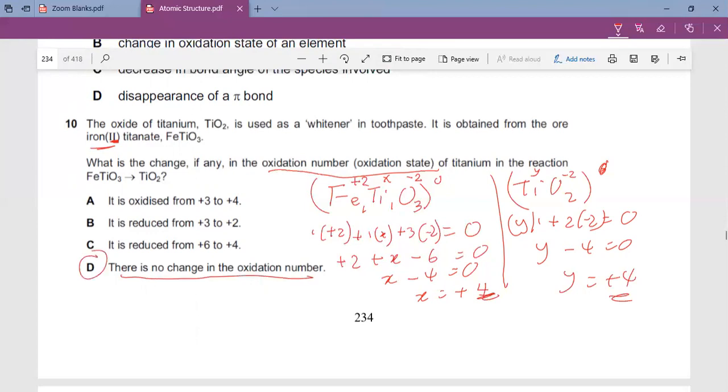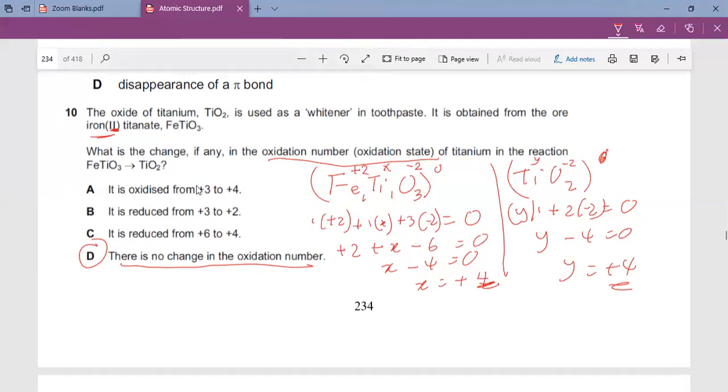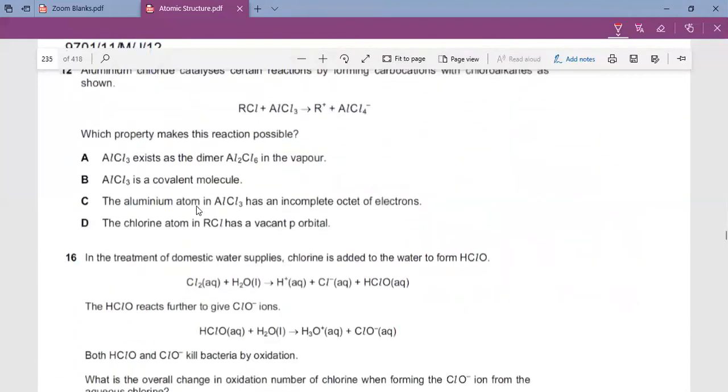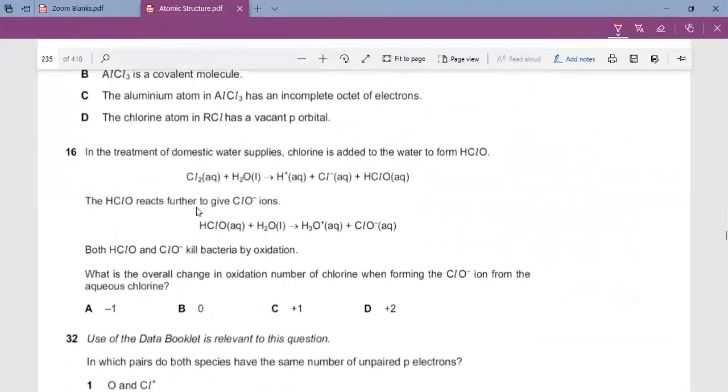Okay, so the only thing is there always has to be a change. What changes is something else. Iron becomes something else, so we don't care, because they don't give us what the other substance is about. Don't try to figure out what you're not supposed to figure out. Okay, 235. Another one here. This one is a bit longer.